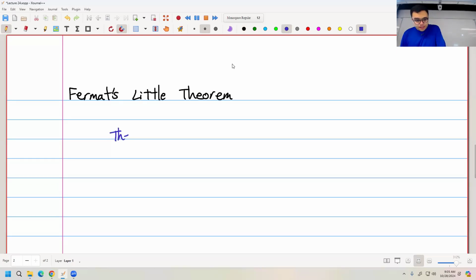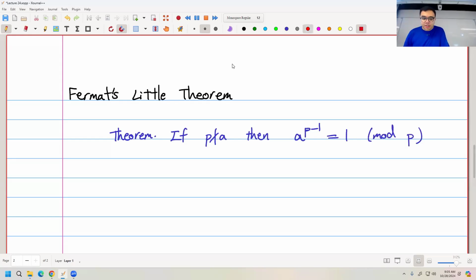So what is the theorem itself? The theorem says this. It says, if A is not a multiple of P, then A to the power of P minus 1 is congruent to 1 modulo P. And of course, when I write P, I mean a prime number. So for every prime number P, I have this.